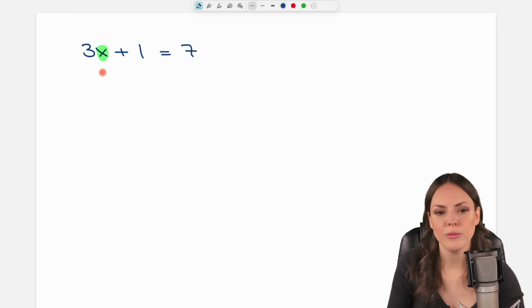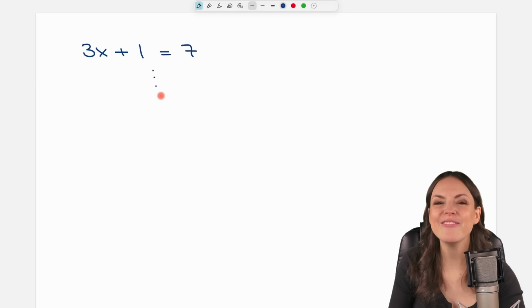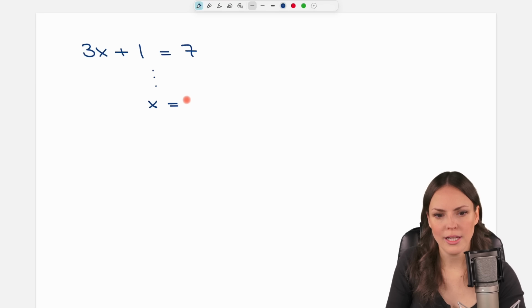So we want to find a number at the end so that if we insert this number for our x, then this equation is true. So we are going to do some steps. We have to take a look at what we're allowed to do, but at the very end, we want to have something like x equals and then a number, let's say 5.